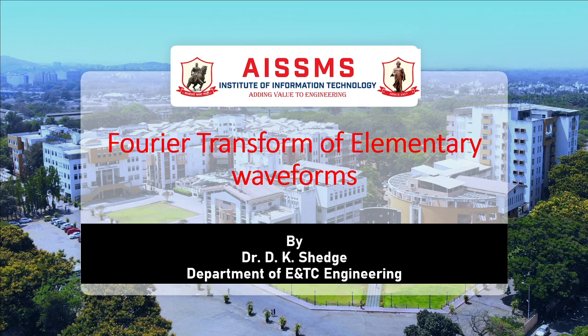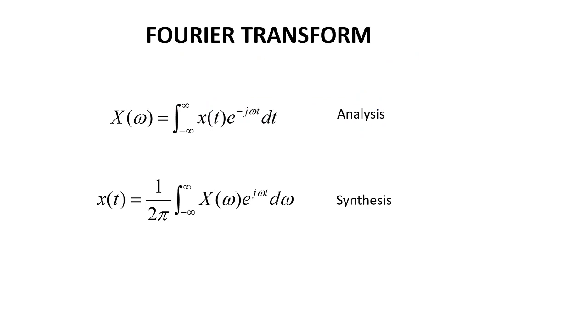I am going to show here how to find out the Fourier transform of some elementary waveforms. The Fourier transform of any arbitrary function x of t is given by x of omega equal to integration from minus infinity to plus infinity x of t e raised to minus j omega t dt, and its inverse Fourier transform is given by x of t equal to 1 upon 2 pi integration from minus infinity to plus infinity x of omega e raised to j omega t d omega. Of course, for finding out the Fourier transform, x of t must satisfy Dirichlet conditions.